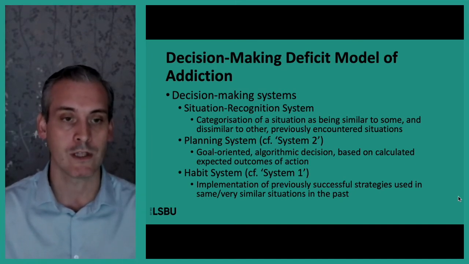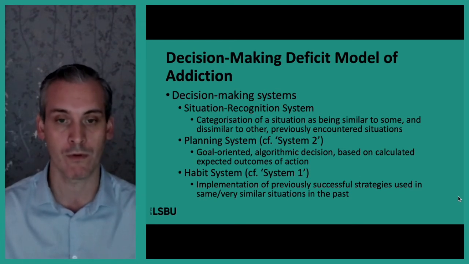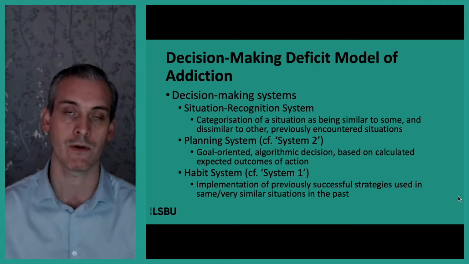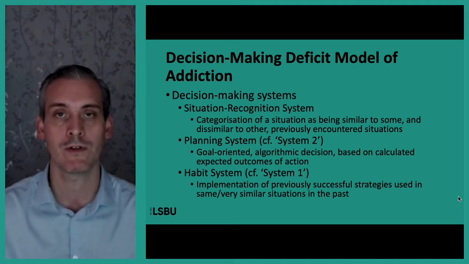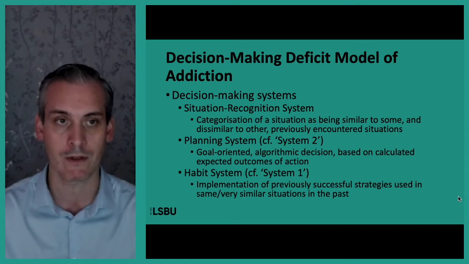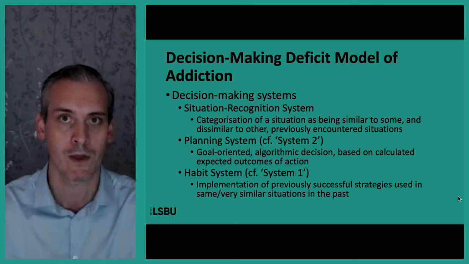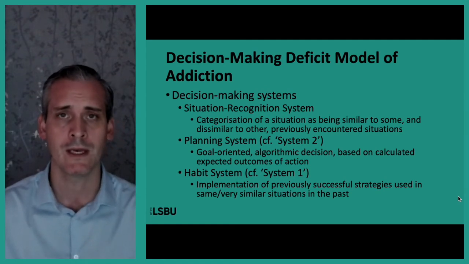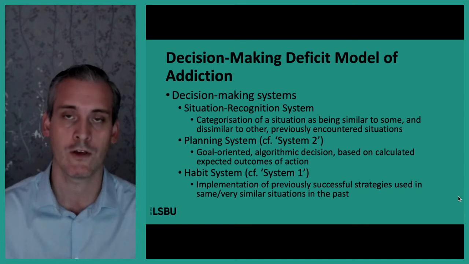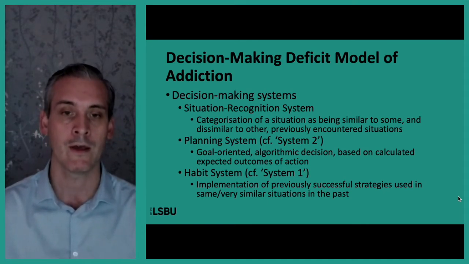They then make reference to the planning and the habit systems, and I've made cross-reference here to what we refer to as System 1 and System 2. So in cognitive psychology, you can often hear talk about dual process theories of addiction. Dual process theories of human cognition in general make a distinction between two different types of cognitive process: the System 1 processes and the System 2 processes.